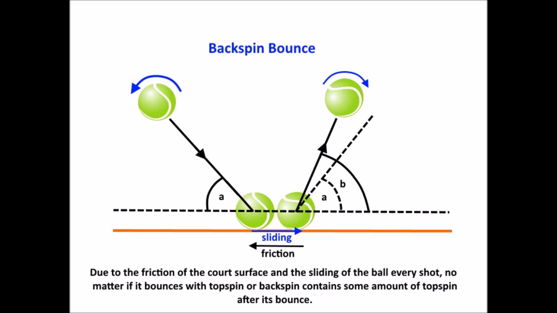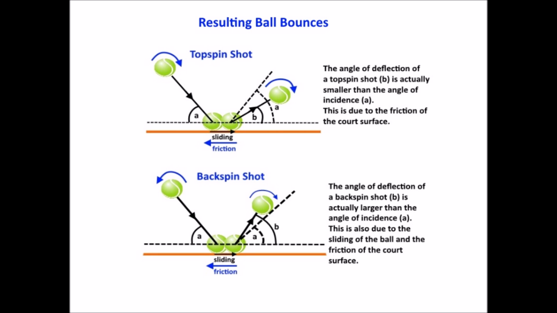It might be a little surprising, but due to the friction of the court surface and the sliding of the ball, every shot, no matter if it bounces with topspin or backspin, contains some amount of topspin after the bounce.